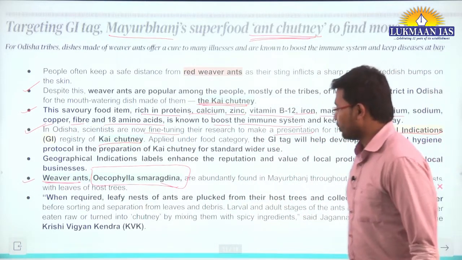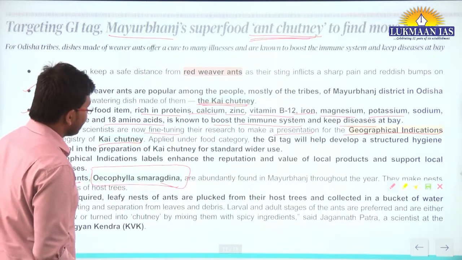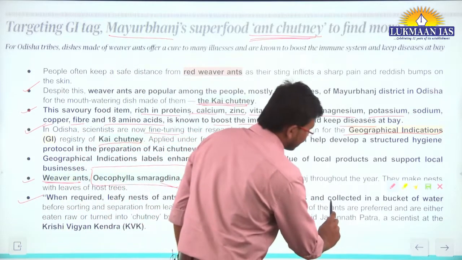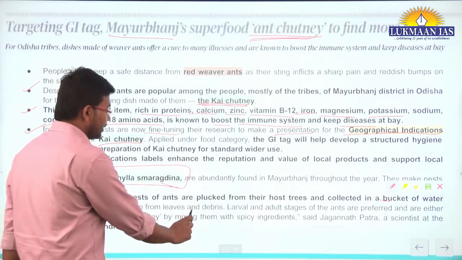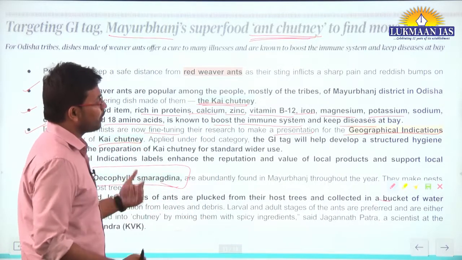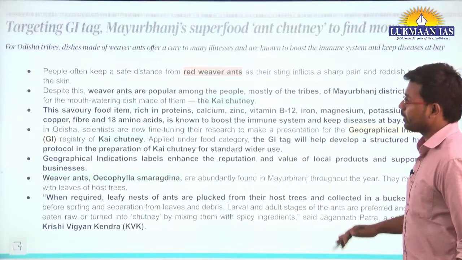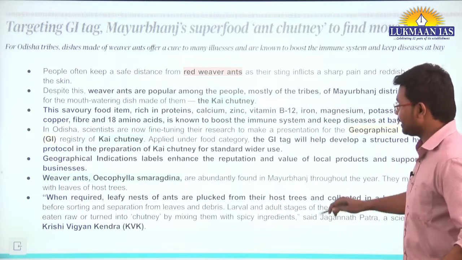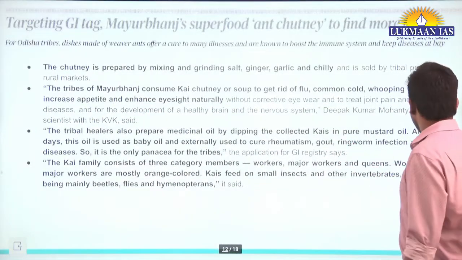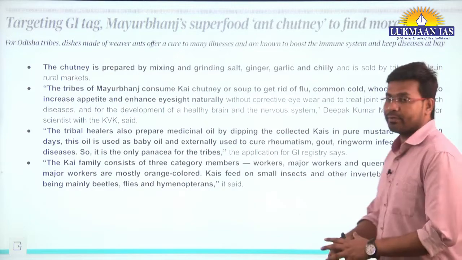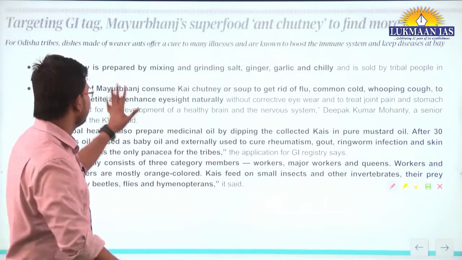Now, when required, leafy nests of ants are plucked from their host trees and collected in a bucket of water before sorting and separation from the leaves and debris. So they have mentioned the process of preparation of the kai chutney. So we have understood what kai chutney is. People find it very beneficial in terms of health, and it is also very tasty for them.